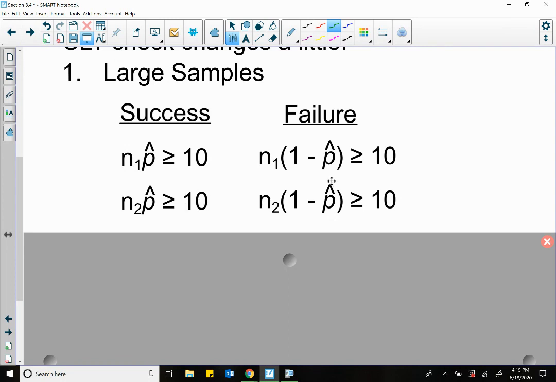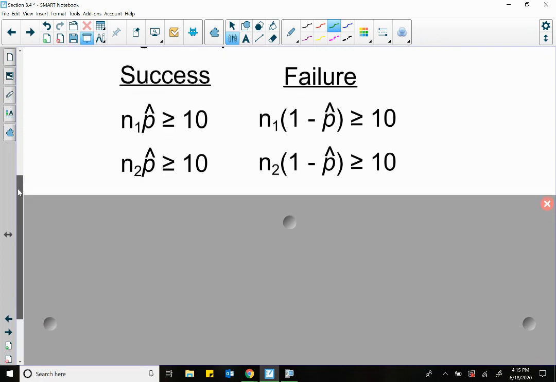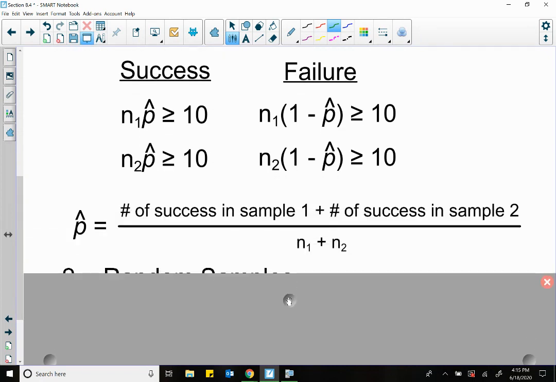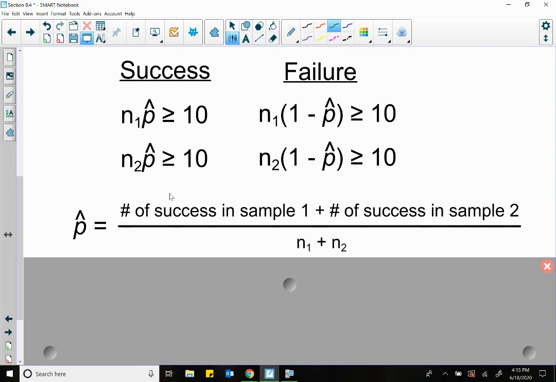We want to make sure that that's greater than 10. And then over here, we check the failures for both of them. How do we find P hat? Let me show you. You take the successes in sample 1 plus the successes in sample 2 and divide that by the two totals added together. See what they mean by pooling the resources. They take all the successes in sample 1 plus all the successes in sample 2 and then divide that by the two totals added together. So that's where our estimated value is coming from.